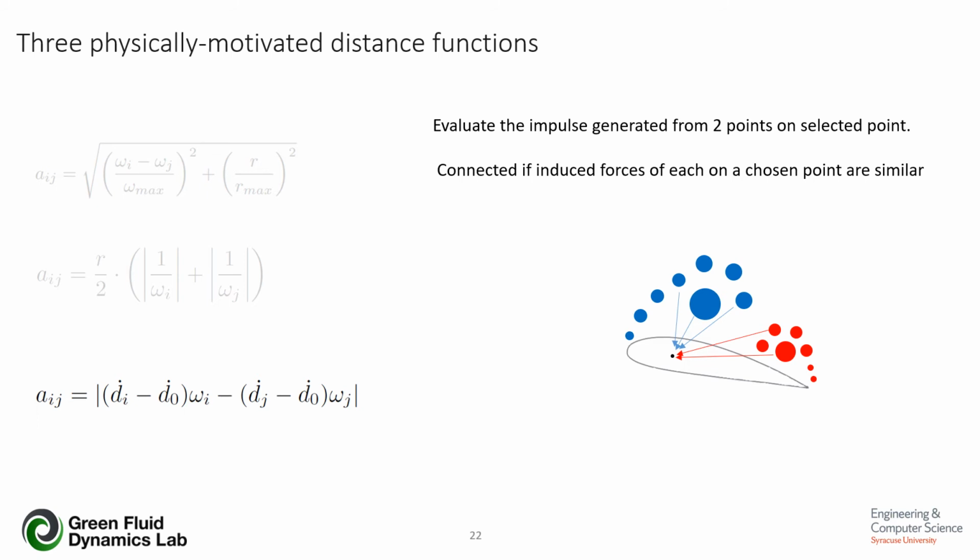The forces generated by vortices on a chosen point could be calculated from the flow field, and we define that 2 points are connected if their induced forces on a chosen point are similar. In this diagram, it's supposed to be able to divide the leading edge vortex and the trailing edge vortex by evaluating the forces they generate on the quarter point of the airfoil.